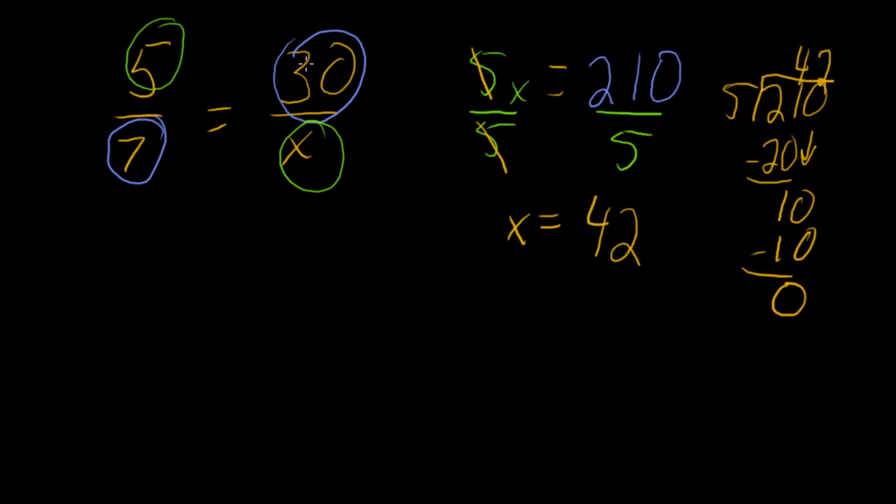Again, we cross multiplied, which gives us 5x equals 210, and then we divided. That is how we go about solving proportions. I hope you enjoyed it, and I hope you learned something.